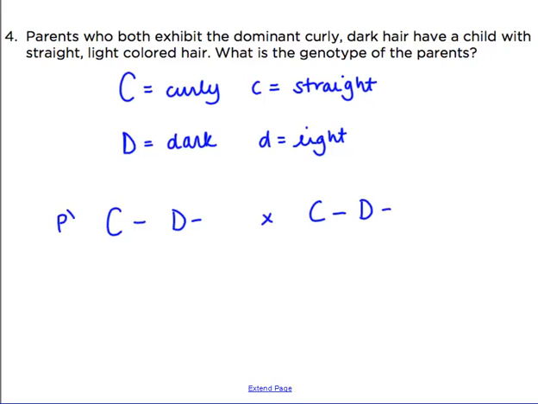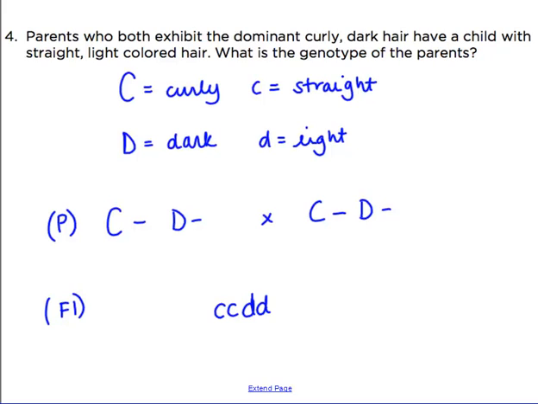And this is the parental generation. And it says they have a child who has straight, light-colored hair, which means that they are recessive at both gene loci. So the offspring is little c, little c, little d, little d. Now, in order to get this offspring individual, each parent must have the recessive allele for both traits, or else where else would this individual get it from?